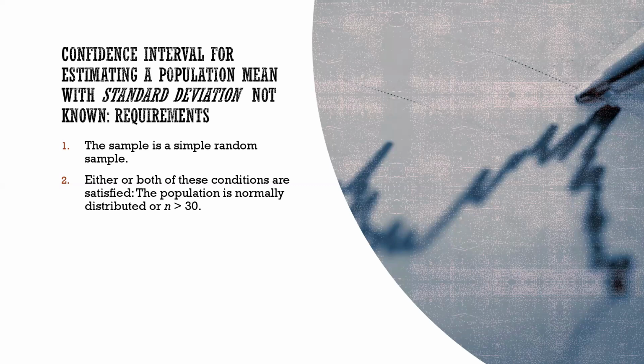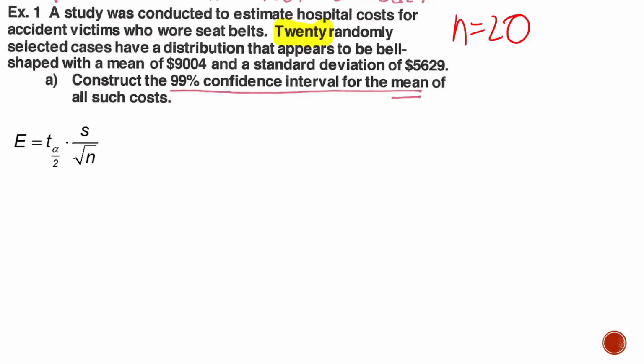Why was she right even though she wasn't sure? So read the property. It says N needs to be more than 30, or look at the second condition more carefully. What did my problem say? It said it appears to be bell-shaped. So we're going to take that to mean that it's normally distributed, okay? So we're good there. Even though N is not more than 30, we can still use it because it's normal.